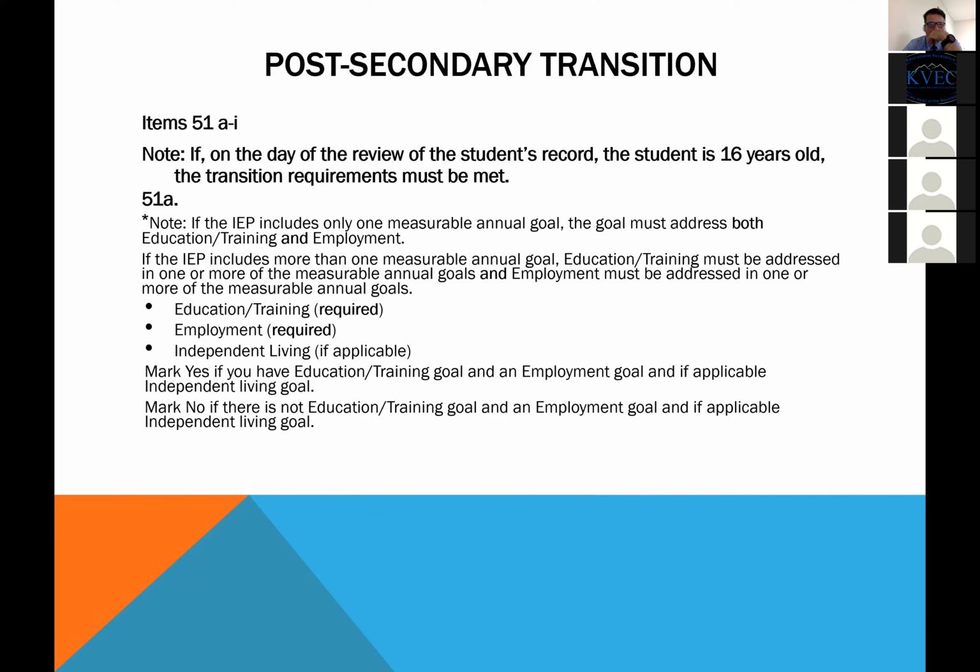So we're going to mark yes if you have an education training goal and an employment goal, and if applicable, an independent living goal. And we're going to mark no if there is not an educational training goal and an employment goal, and if applicable, an independent living goal. So we have to have at least those two, and if appropriate, we have to have that independent living goal.